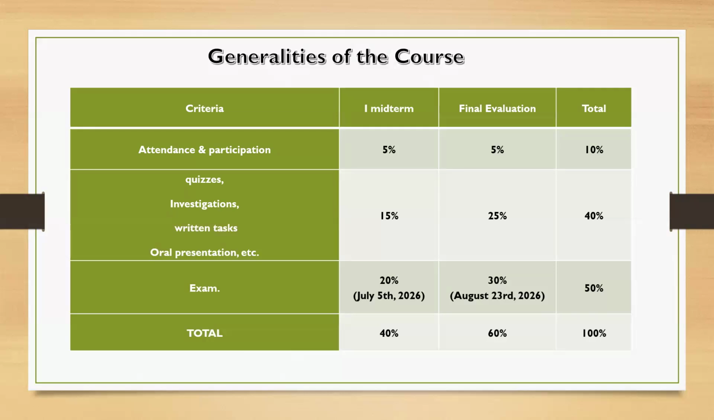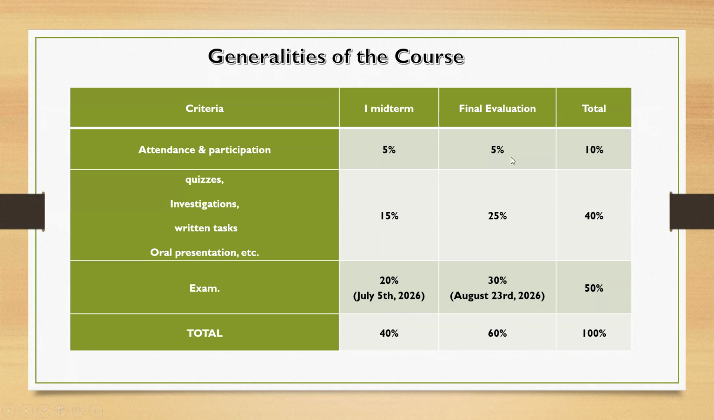We have 15% with quizzes, investigations, written tasks, and oral presentations. Let me tell you, folks, that in every session you will have a summative and formative task. So don't forget to do that on time, because after that you will be losing those points. And then we have the first midterm written exam, 20%, that is going to be applied on July 5th, 2026. So in the first midterm, we will accumulate 40%.